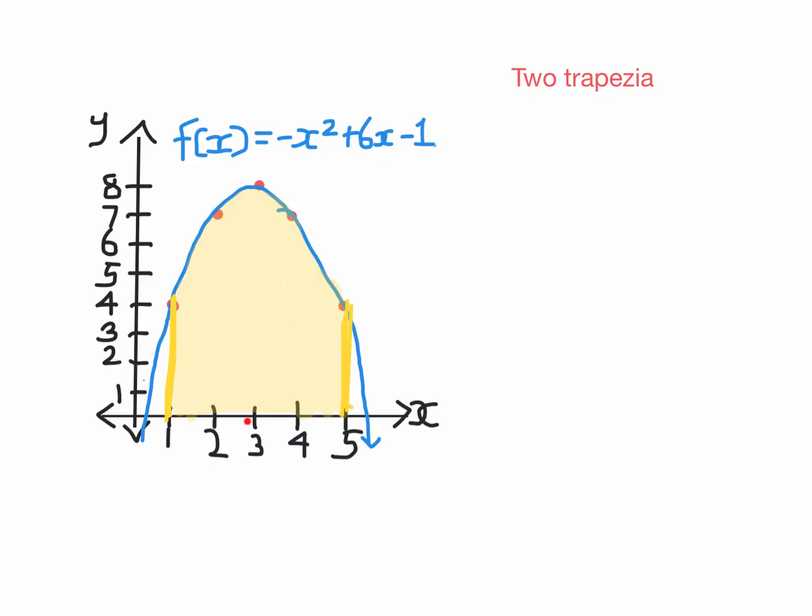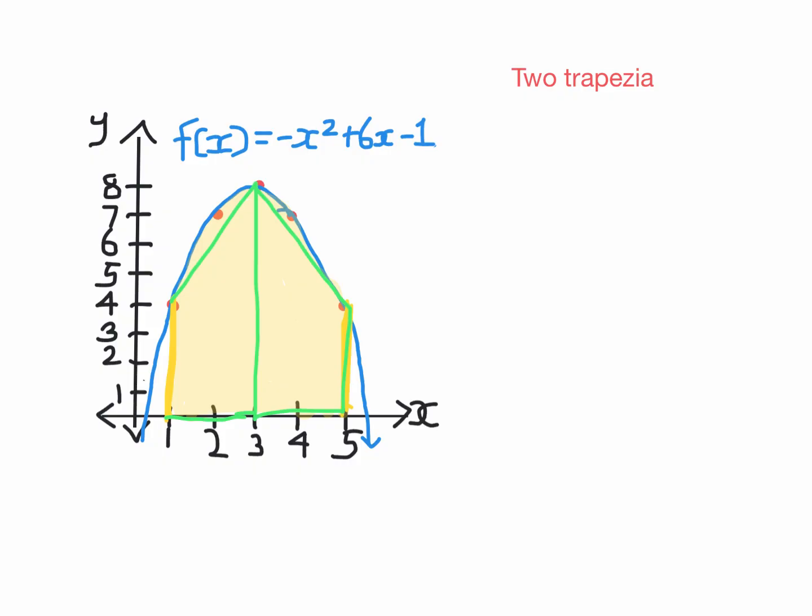Now I want the heights of the trapezia to be the same. So we're going to have one that goes from 1 to 3. This is our first trapezium. Draw it up to the curve. And then we're going to have one from 3 to 5. So it's going to be this trapezium here. You can see that this trapezium is a much better estimate for the area than we got from the Monte Carlo method, but it's still not exactly accurate.